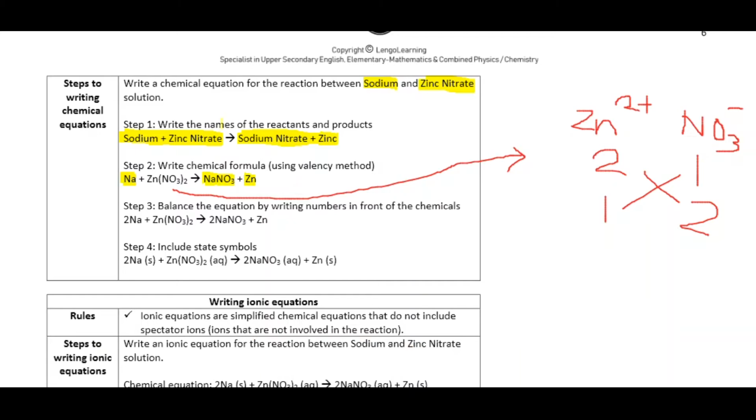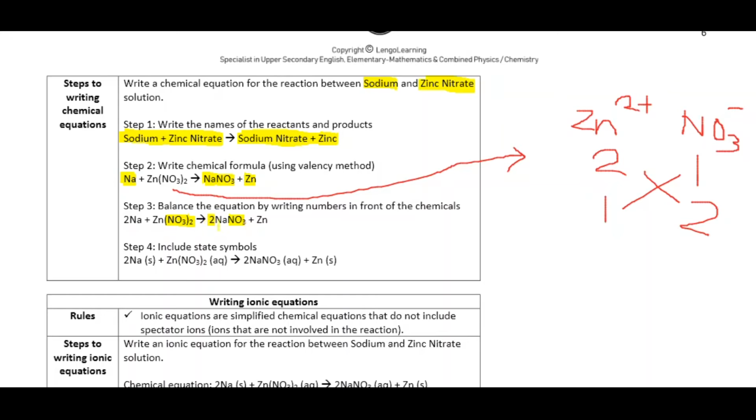So what do we do next? We will balance the equation by writing numbers in front. Here, in the reactants there's 2 nitrate ions. Because it is NaNO3, there's only 1 nitrate ion here, so in order for there to be 2 nitrate ions after, I need to add a 2 in front here, so that the NO3 will be balanced. Before there's NO3 2, there's 2 nitrate ions. After, I add a 2 in front of the NaNO3 such that there will be 2 nitrate ions as well. So the nitrate ions are balanced.